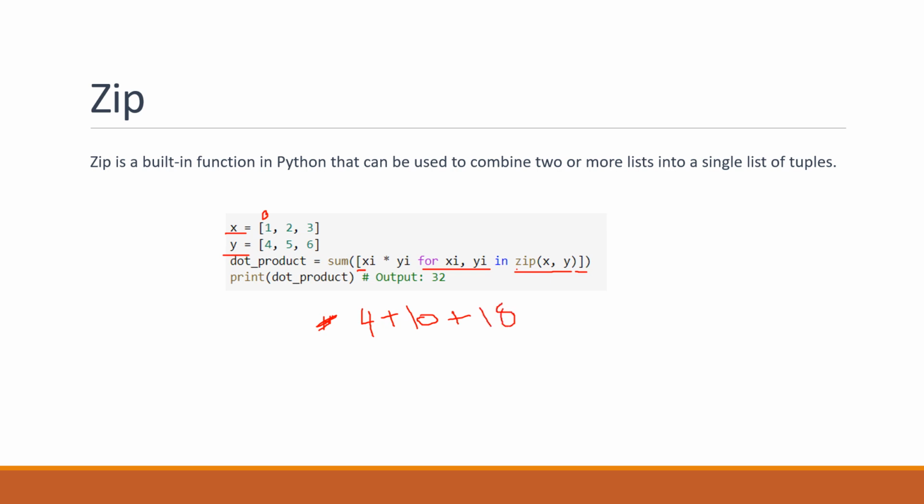So after we created the list of those elements, we need to find the sum of these elements using the sum method. So the output will be 32. So this is how we can use zip to combine two or more lists into a single list of tuples.